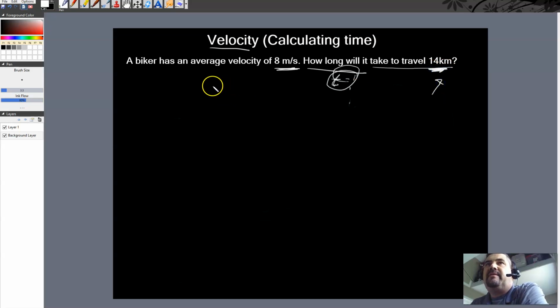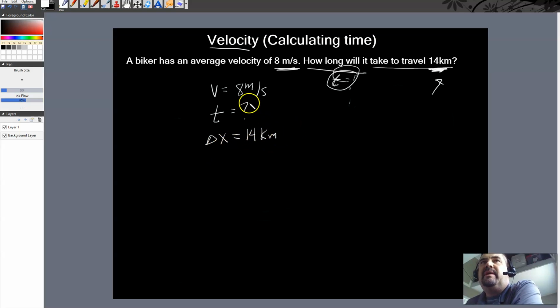So let's write this all down. Velocity is equal to 8 meters per second. And time is the question mark. That's what we'll be looking for. And distance, our change in position, is going to be 14 kilometers.